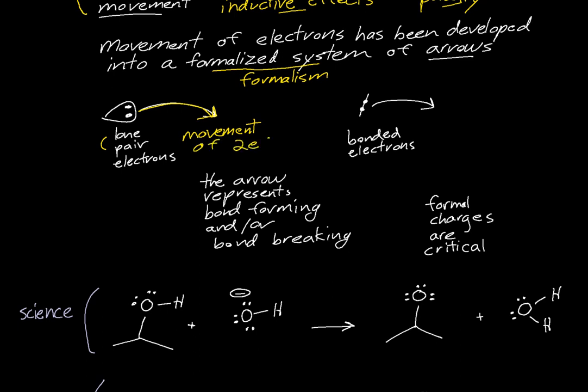Movement of two electrons. As an aside, the movement of one electron, which can happen also, we're not going to cover right now, is a half arrow. So that's part of the formalized system as well. Electrons caught up in bonds can react and move as well, and we note that with a curved arrow as well. So on the left you have a bond forming arrow, and on the right you have a bond breaking arrow.